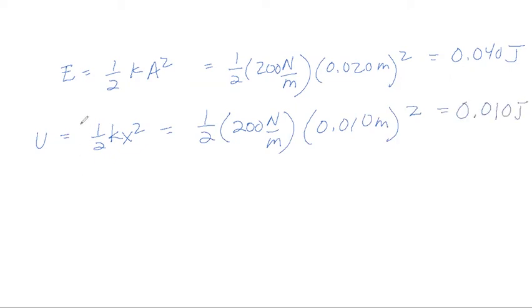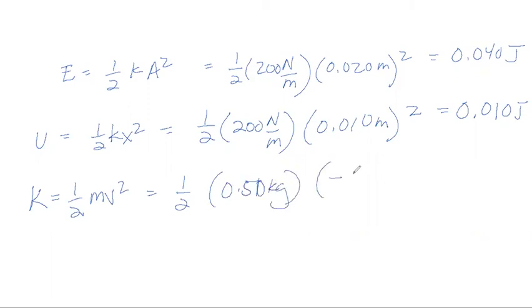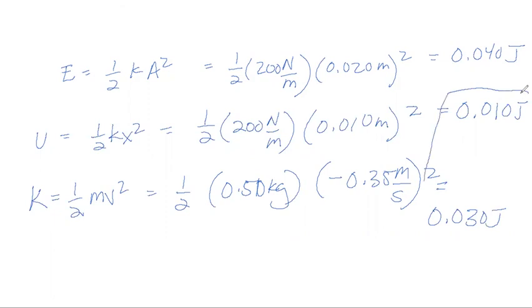That's 0.010 joules. And finally, our kinetic energy, K, equals 1/2 m v squared. We've got 1/2 times 0.50 kilograms times negative 0.35 meters per second, quantity squared. That's going to be 0.030 joules. And if you note that these two add up to this. And that was 14.4.